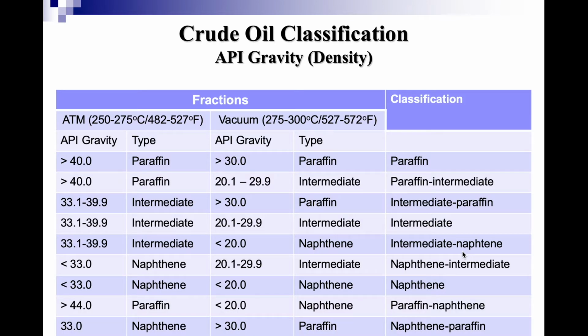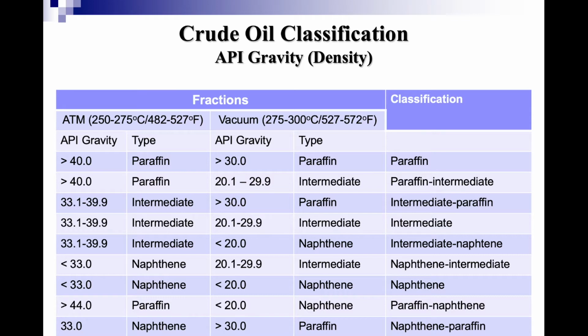Okay, this is the further classification according to the API gravity. Of course, API gravity is a very important unit for crude oil. Basically, that is the most important unit in crude oil trade. So according to the API gravity, this is the list of the types of fractions according to the gravity. It has different fractions according to atmospheric pressure and vacuum pressure.